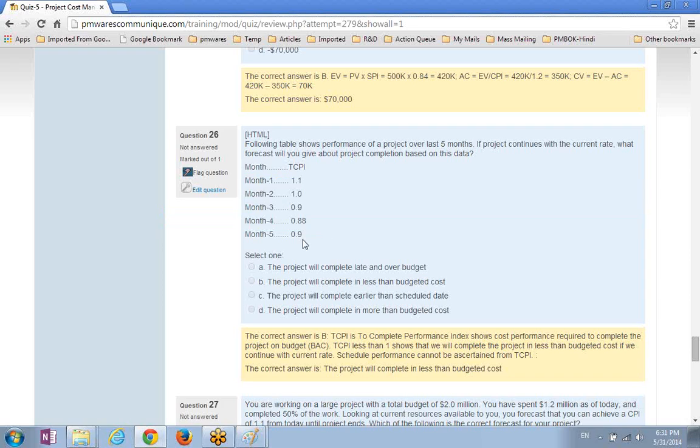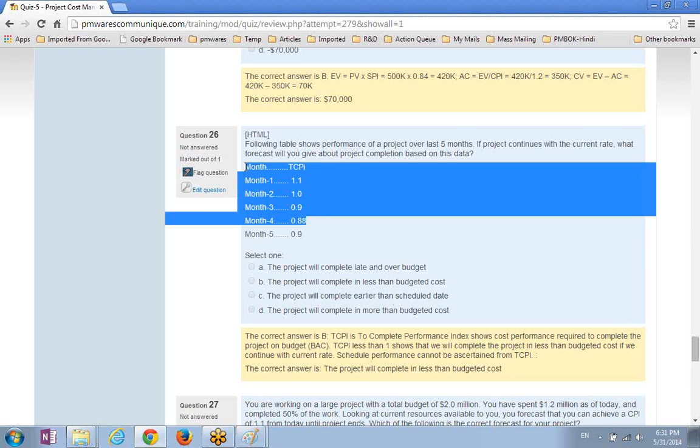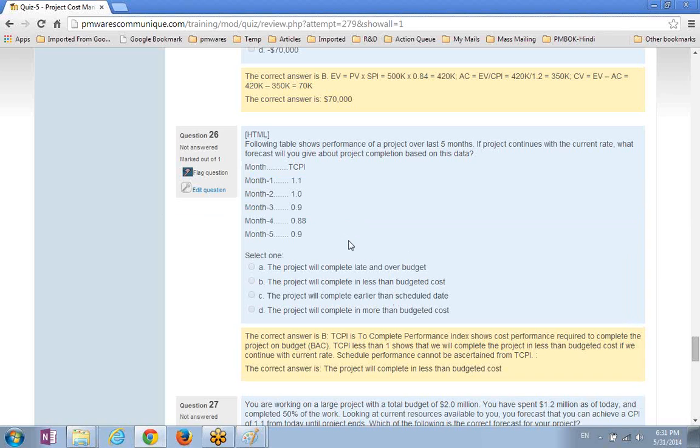Okay. The only thing which is useful here is this, because TCPI is less than 1, the project will finish in less than budgeted cost. If it is 1, it will be on cost. If it is greater than 1, it will be more than the budgeted cost. Okay. The rest of the data has no meaning. It is just to make confusion, just to provide you data.